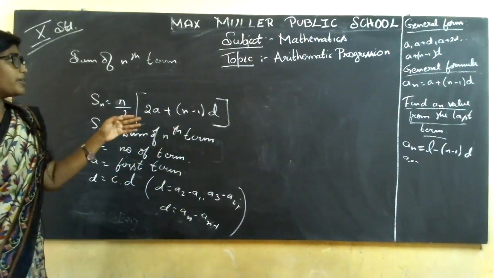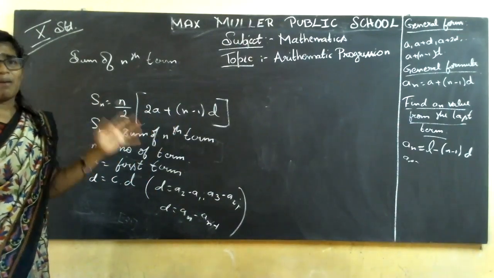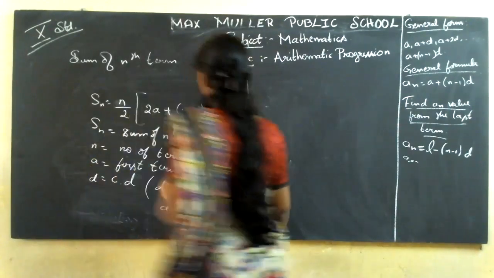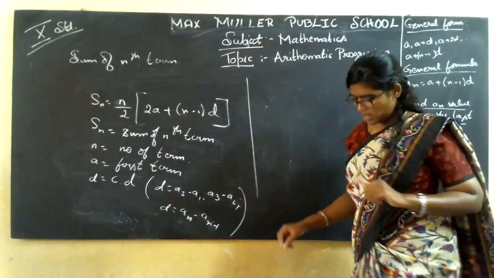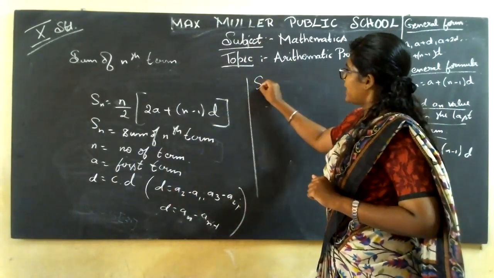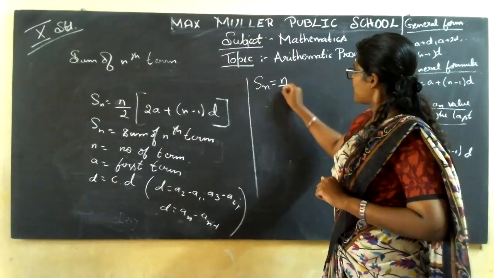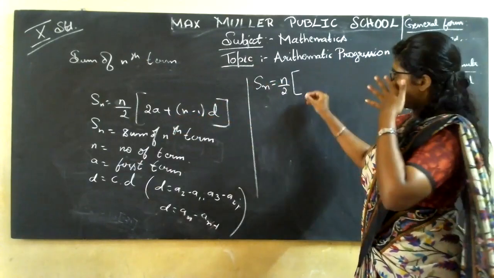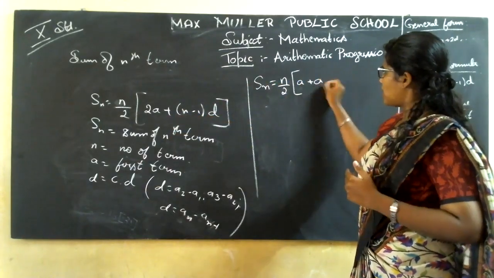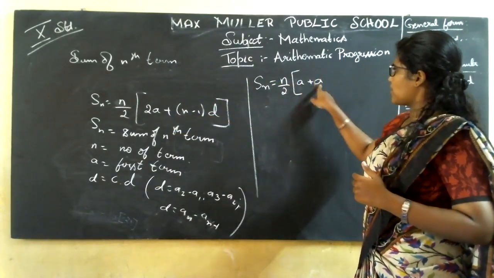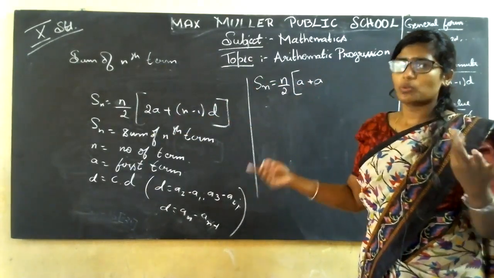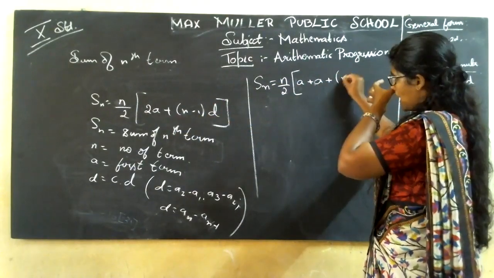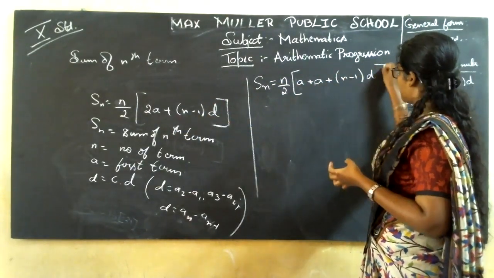Now, ma'am, it is too long. I cannot remember this formula because it is too long. Okay, let me make it short. Sn is equal to n by 2. Let me write that 2a in split terms, that is a plus a. 1a plus 1a, 1 plus 1 is 2, 2a. Correct? Into plus n minus 1 into d.